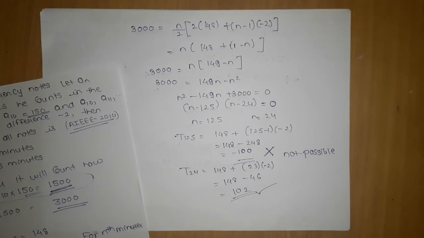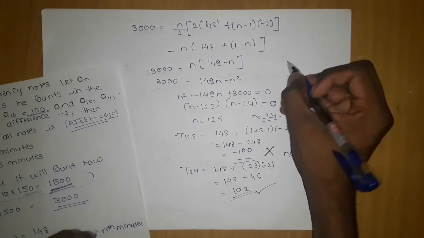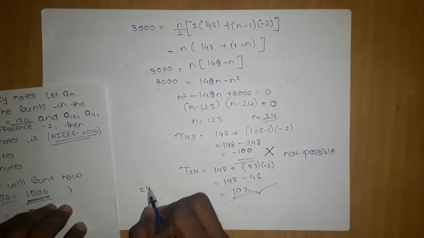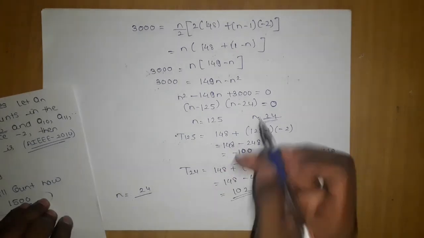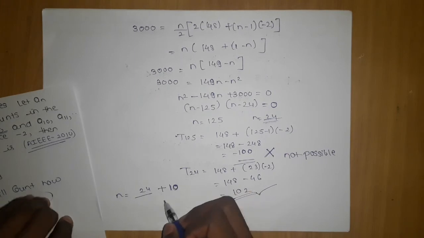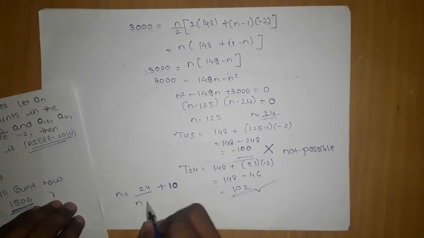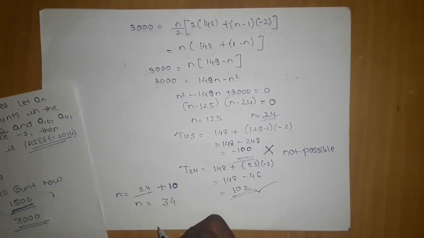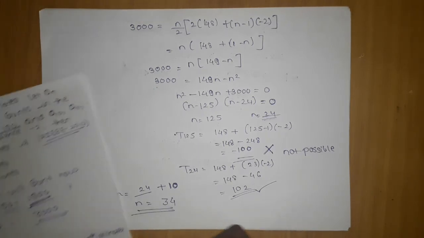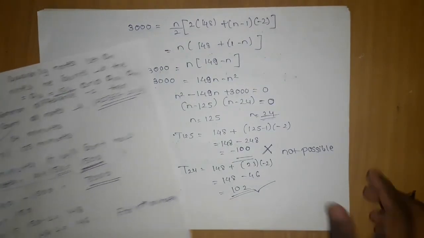So we came to know the n value. The last n value which I am getting is 24. At n equals 24, he will count 3000 notes, and I have the 10 minutes earlier in which he has counted 1500 notes. So my total n will be nothing but 34, which is answer B, which we had already calculated in the starting. Hope you have understood this question.